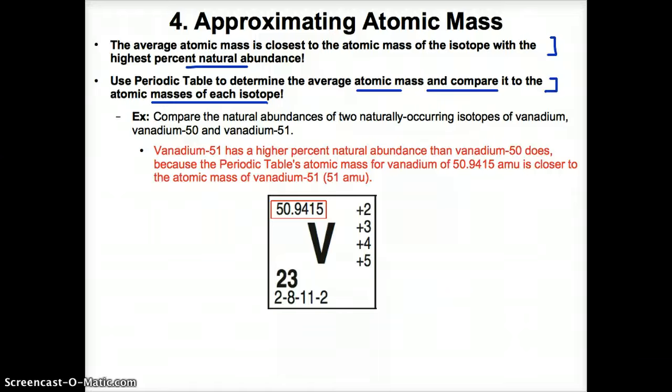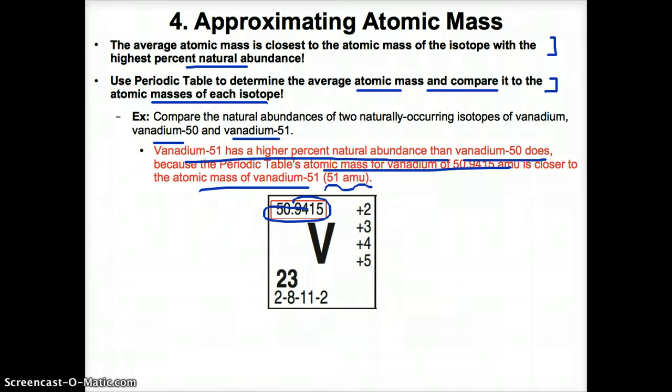All right, let's try an example here. Let's say we have 2 naturally occurring isotopes of vanadium, vanadium-50 and vanadium-51. The atomic mass of vanadium listed in the periodic table is 50.9415, right? Which, as we can see if we round it, is closer to 51 than 50. So that tells you that vanadium-51 has a higher percent natural abundance than vanadium-50 does, because obviously this atomic mass is closer to the atomic mass of vanadium-51. So that implies that vanadium-51 would be more abundant since this is closer to it anyway.